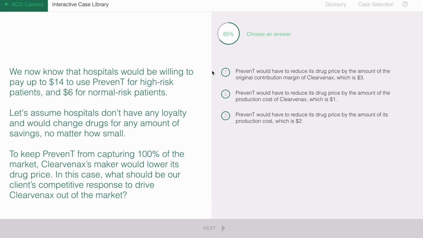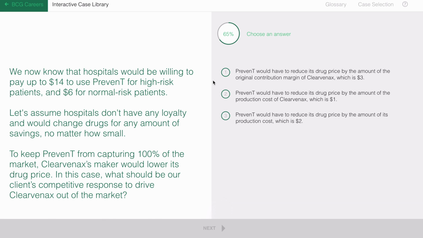Answer choice 1. Prevent-T would have to reduce its drug price by the amount of the original contribution margin of Clearvanax, which is $3. So let's think about this. The maximum that Clearvanax's price could be reduced by is $3 because it costs them $1 to produce the drug, right? So if Prevent-T were also to reduce it by $3, then hospitals would purchase from Prevent-T because it's a better drug. Answer choice 2 says Prevent-T would have to reduce its drug price by the amount of production cost of Clearvanax, which is $1.